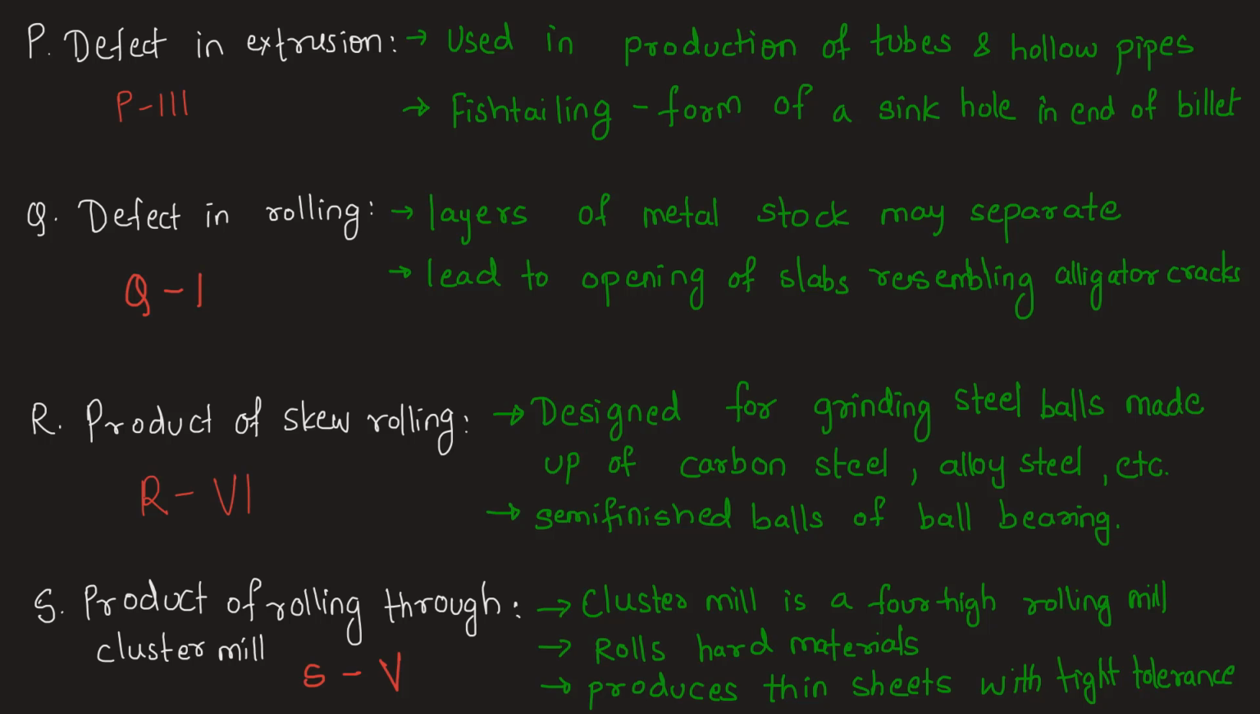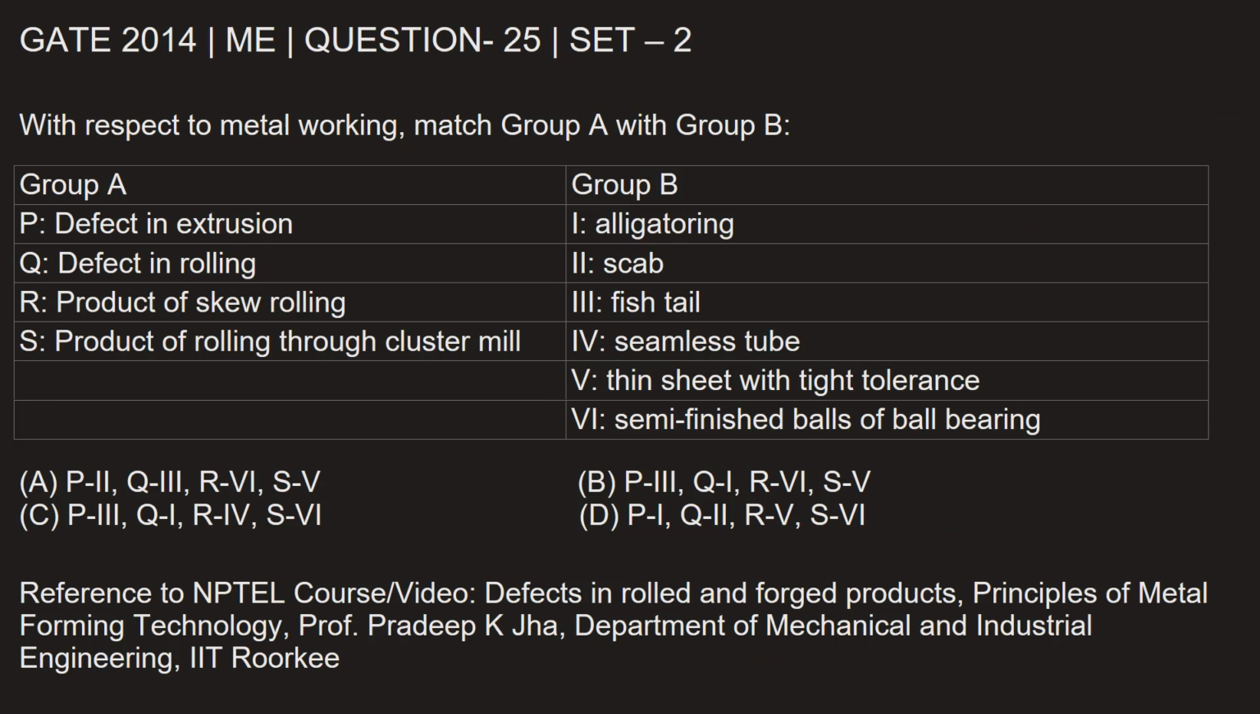Let's go back and mark the option with the given matches 3, 1, 6 and 5. So 3, 1, 6 and 5 is given in option B. Option B is the correct one.